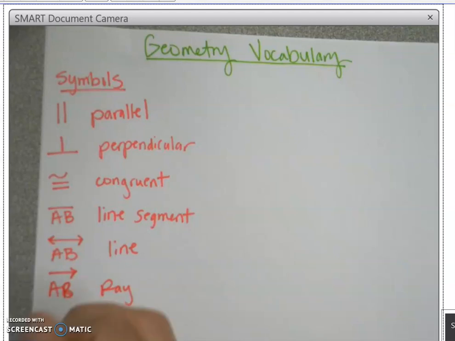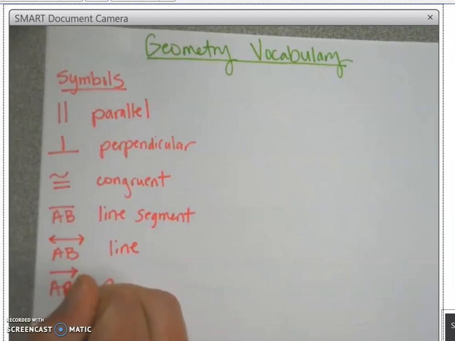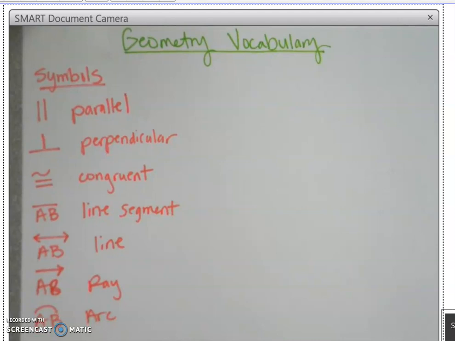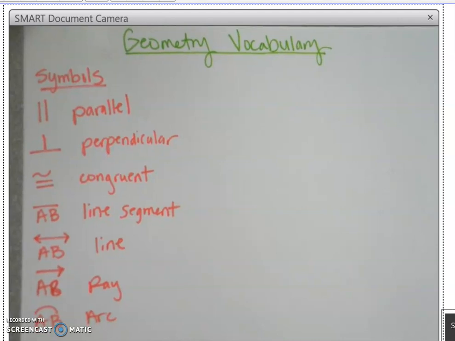And then anytime you see a curve like this, that's an arc. We're going to get into arcs in a minute. So these are some of the basic ones. There's a few more for me to go over. If I'm going too fast, remember you can always pause your video, catch up, and then hit play again.